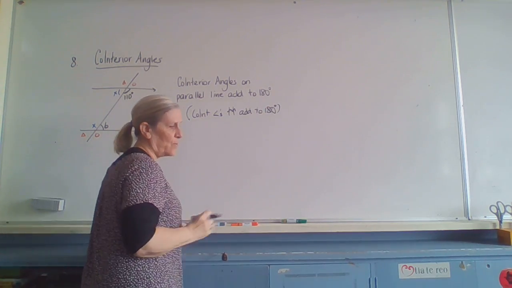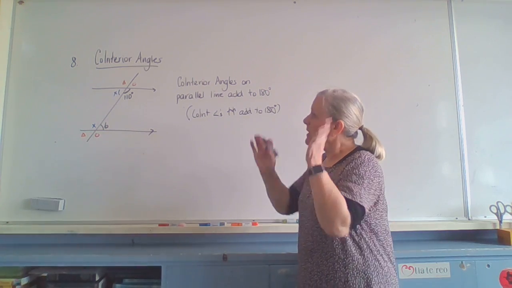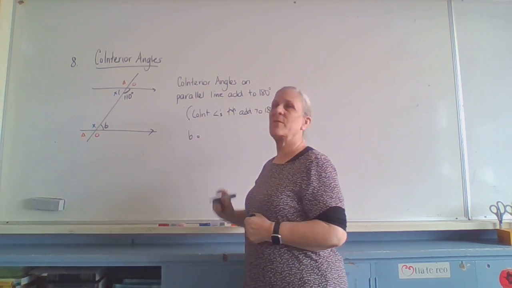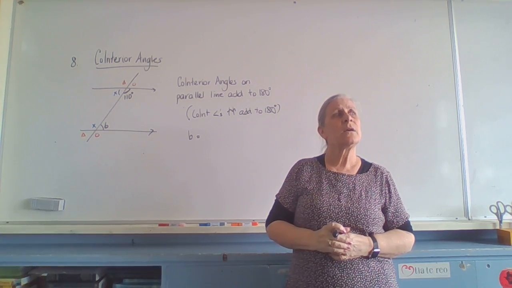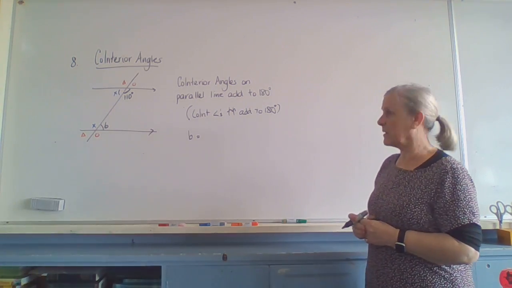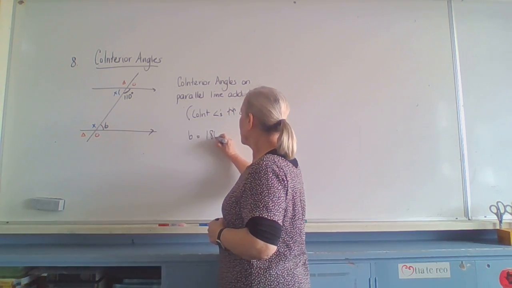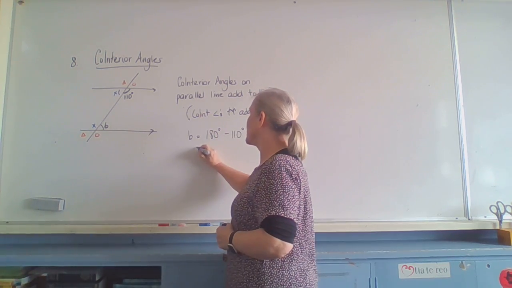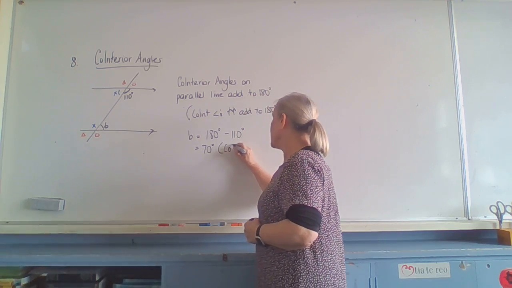All right? So when we are working out B, what would we write for the working? Come on. 180 minus 110, which we would do in our heads, and get 70 degrees, without reason.